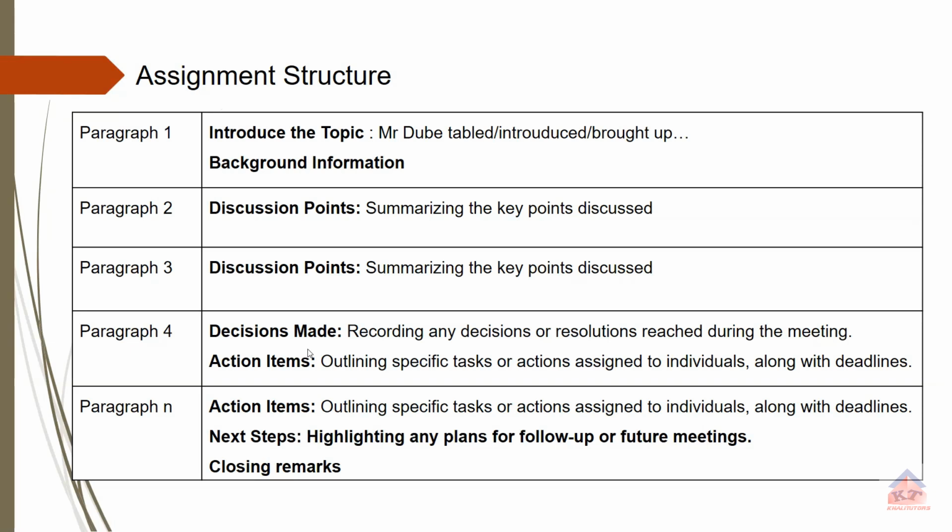Then the members start to make decisions based on the proposals made above. Here you will capture information about the decisions that were taken in the meeting. You will also include a summary of the action items, so you'll outline specific tasks or actions assigned to individuals. If the deadlines are provided, you'll also include the deadlines. Then once you're done with that paragraph, you'll move on to the next paragraph.